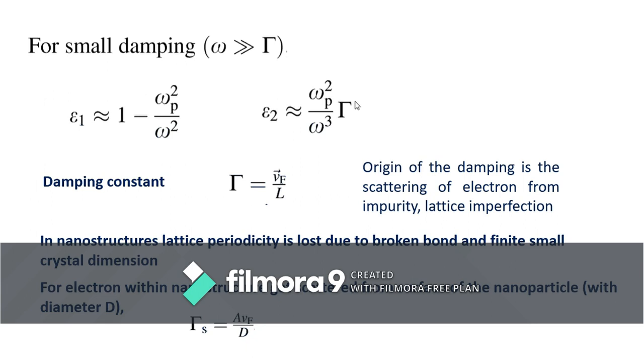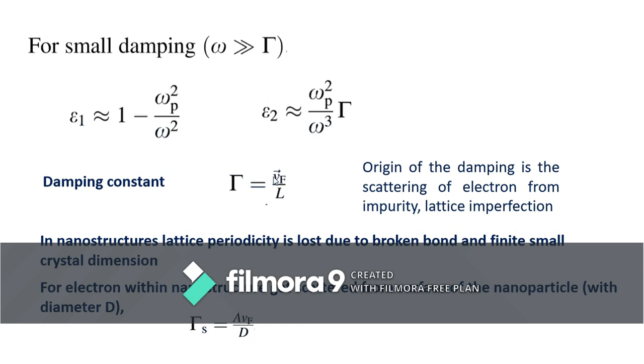So for the free electrons in the bulk system, they move with the Fermi velocity Vf, and let L be the mean free path. Then the damping constant can be represented as tau equal to Vf by L. As you know, this damping arises mainly due to the scattering of electrons from several defects, impurities and lattice imperfections.